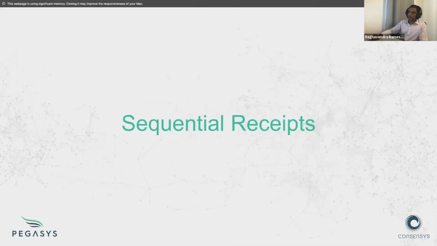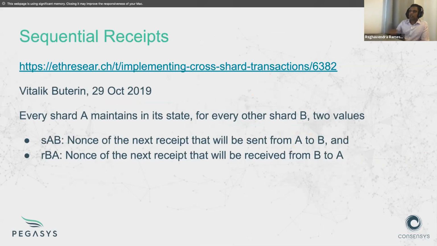So, digging deeper, Vitalik proposed the idea of sequential receipts in October last year. The idea here is every shard maintains in its state, for every other shard B, 2 nonces. S stands for send and R stands for receiving nonce. So sending nonce SAB, that is sending from A to B, says that this nonce should be included in the next receipt that will be sent from A to B. Receiving nonce RBA is an expected receipt. So the receipt that is coming from B to A should have this nonce RBA.